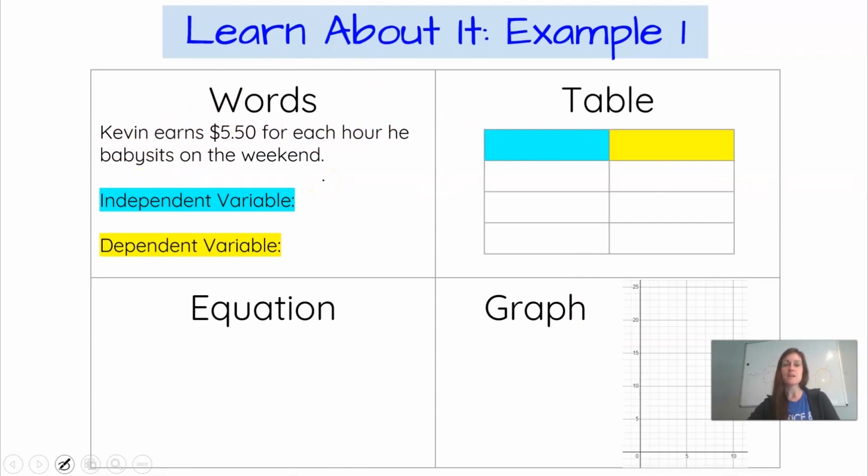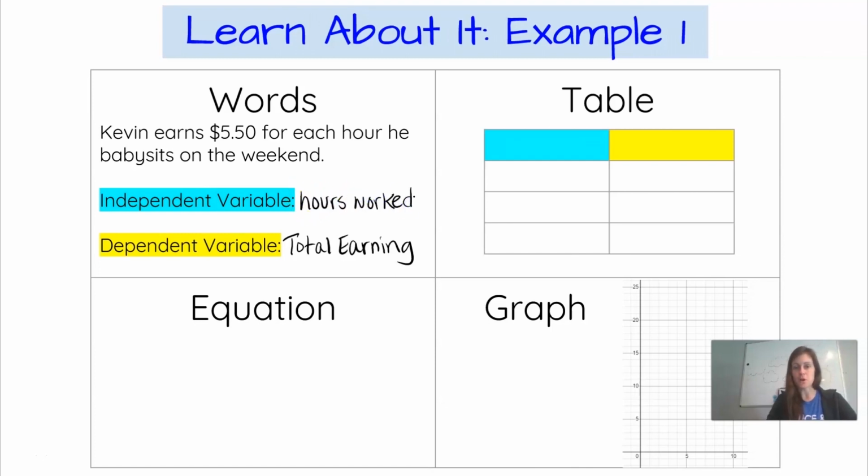So when I think about that scenario, I know that the total amount that Kevin earns depends on the number of hours that he works. So my dependent variable is total earnings, and the independent variable is hours worked. And we know that Kevin is working by babysitting. I'm going to also label each of these independent and dependent quantities with a variable. I'm going to represent hours worked with H and total earnings with a capital E.